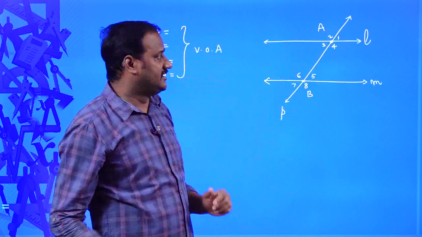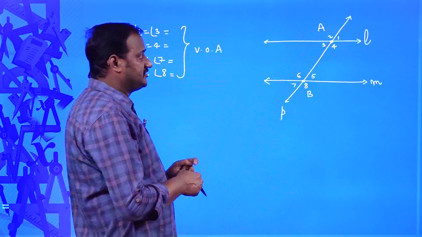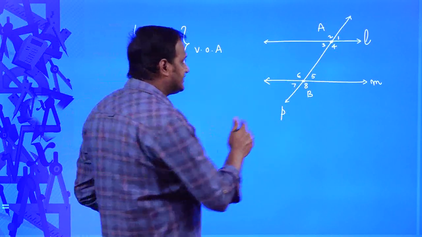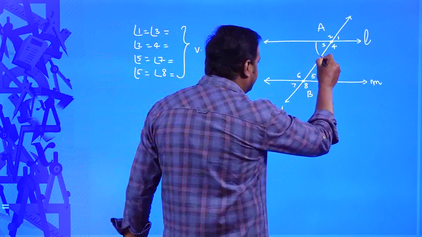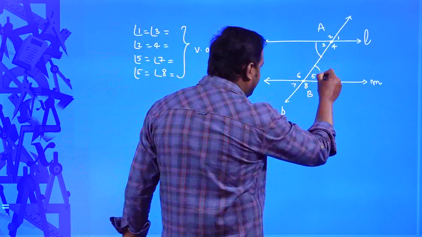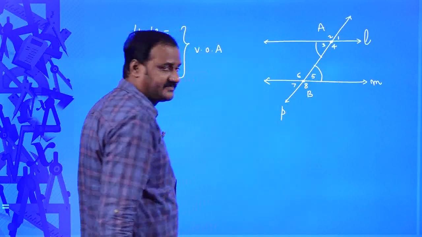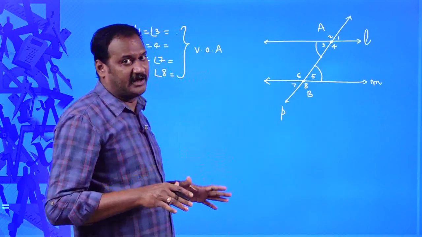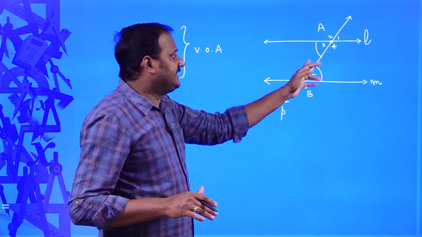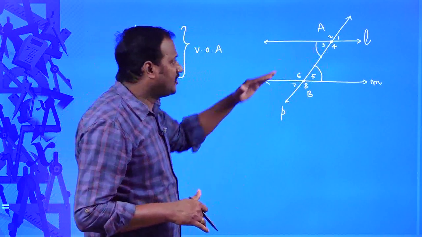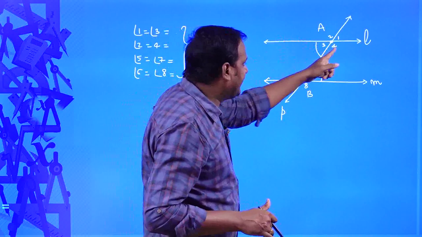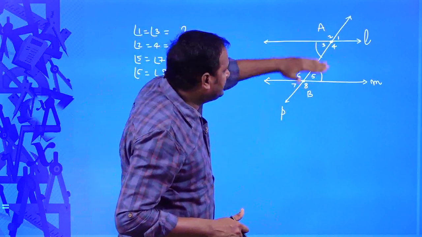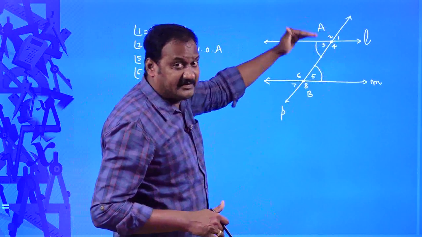Similarly, here also. But here, if you observe and if you measure the angles, the measurement of angle 3 is exactly the same as the measurement of angle 5. Angle 3 and angle 5 measurements are equal. And what do you call these angles 3, 5, 4, 6? See, these angles are all in between the parallel lines.